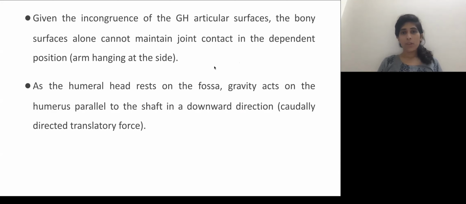Of course, we all know gravity will act, and gravity will try to pull the head of the humerus in the downward direction. So we require other structures that provide the upward pull, and which help to maintain the head of the humerus position in the glenoid cavity, and ultimately support the GH joint in the resting position.